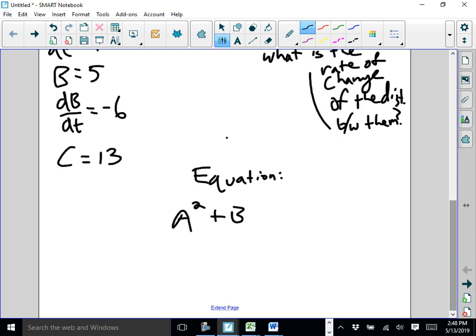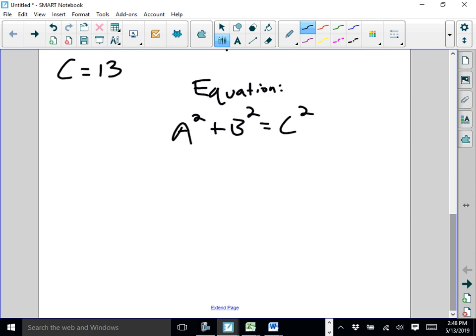After we get our equation, we want to do the derivative of that equation. When we do so, remember, after we do the derivative, you don't plug anything in now. Just remember that each time we do the derivative, it's like implicit differentiation. So the derivative of a squared, well, that's 2a, but I have to tack on dA dt, plus 2b dB dt, equals 2c dC dt.